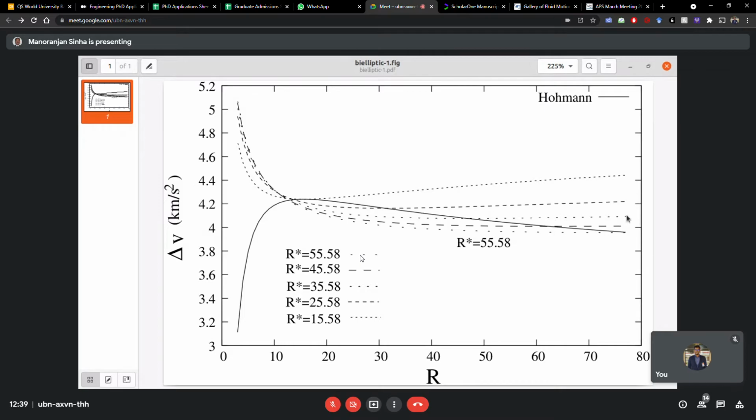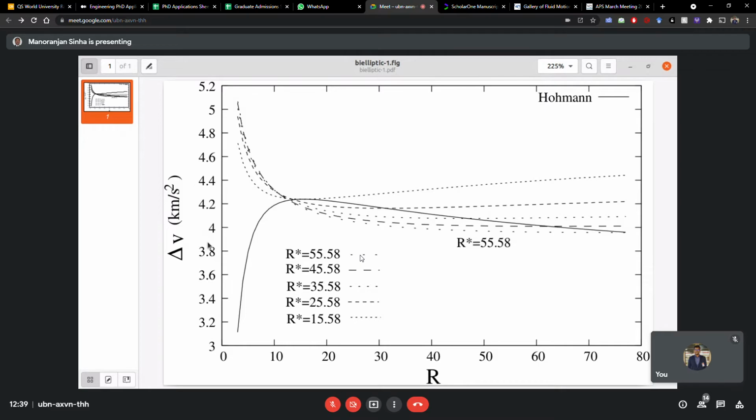And what equation have we used? The simple one we derived last time for the Hohmann transfer. I will repeat all those things again. In the bielliptic transfer, we have to add all the three quantities: delta VA, delta VB, and delta VC.